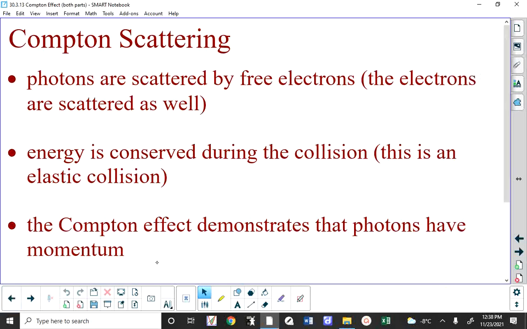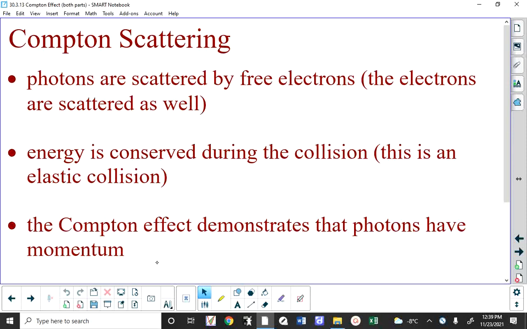So just a quick review here of Compton scattering, or the Compton effect. It's very similar to the photoelectric effect. It involves photons striking atoms, and it involves electrons within the atoms being liberated, being kicked out of the atoms somehow. But the difference is that in the photoelectric effect, when the photons strike the electron, the photon is absorbed entirely.